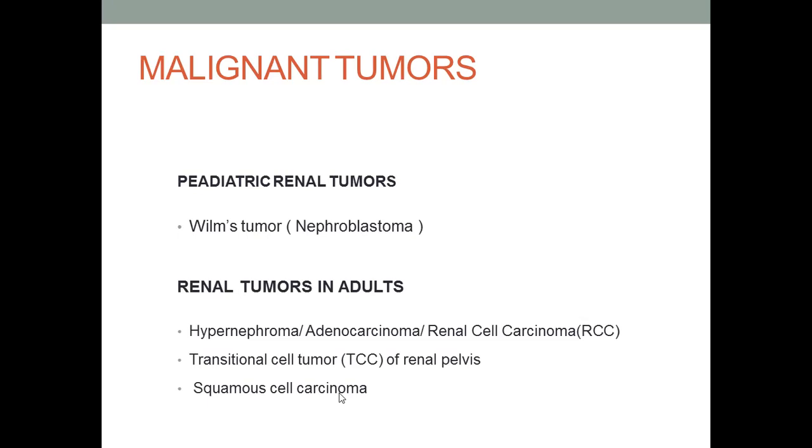Then coming to malignant tumors, the pediatric age group tumor is the Wilms tumor or nephroblastoma, whereas the adult tumors can be of three kinds. One is the renal cell carcinoma, which is also called adenocarcinoma or hypernephroma. And then the TCC of the renal pelvis, and squamous cell carcinoma, again arising from the renal pelvis.